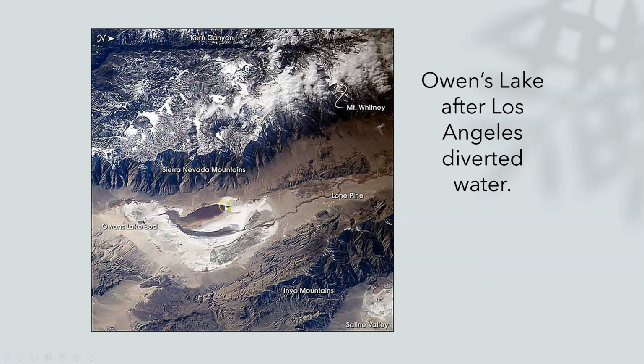And after it was diverted in the early 1900s to Los Angeles, this is what it started to look like. So we see a lot of the salt deposits being left behind as it's pulled and basically pumped into LA.